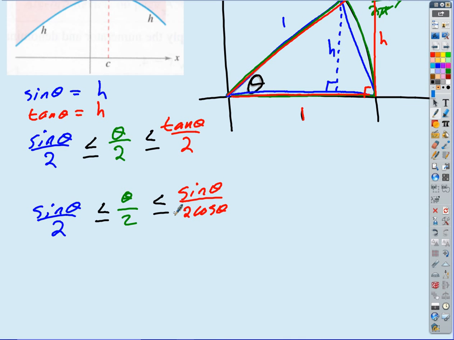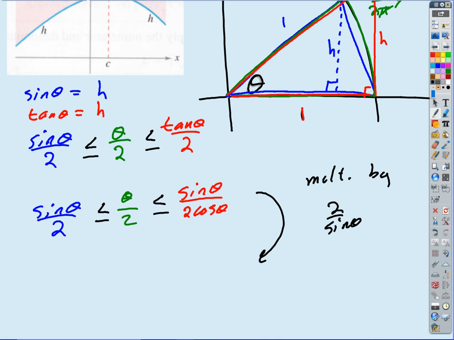Okay, I'm going to multiply each of those. In quadrant 1, sine theta is always positive, right? I'm going to multiply each of those by 2 over sine theta. Okay? I'm going to multiply each of those by 2 over sine theta. So we get from this step to this step, multiply by 2 over sine theta. Okay, what's that going to give me?